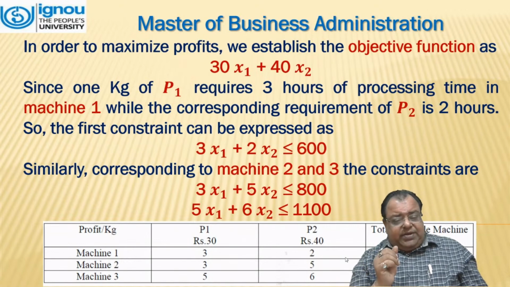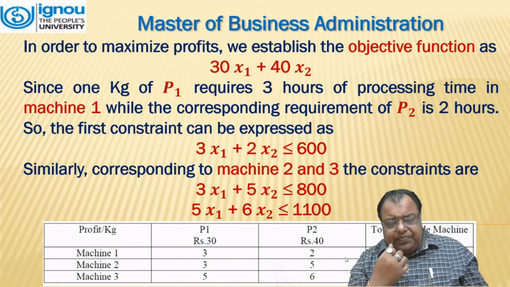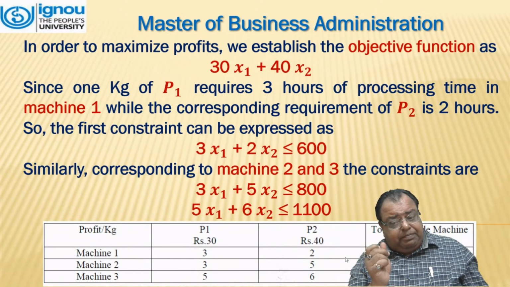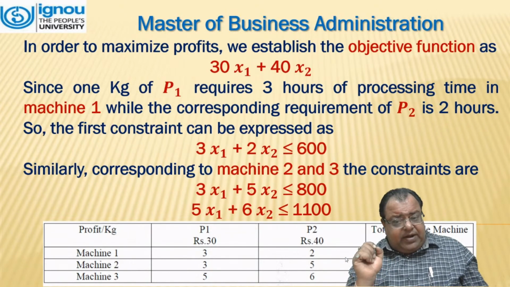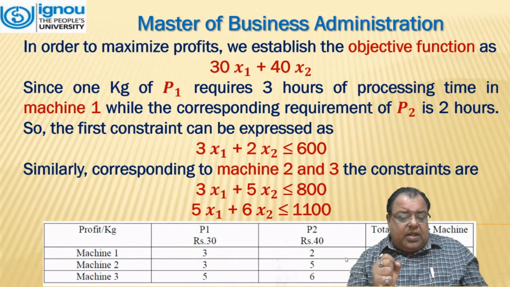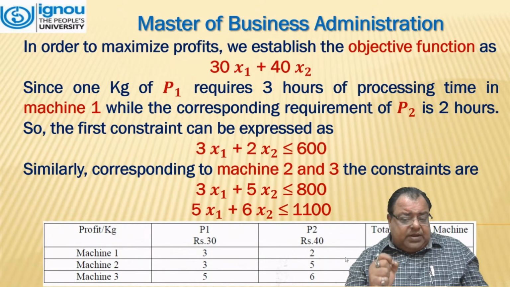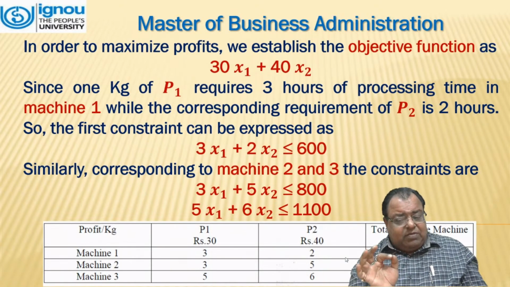Now, what are the constraints to it? If we go back down to the table, here we can see that machine 1 is available for 600 hours per day and machine 2 for 800 and machine 3 for 1100. Now how can this be formulated? 3x1 plus 2x2. First of all, initially we will write equal to 600. Secondly, 3x1 plus 5x2 is equal to 800. And the third one is 5x1 plus 6x2 is equal to 1100.